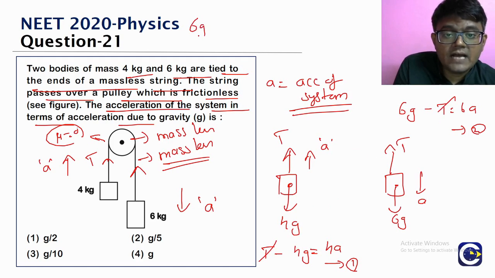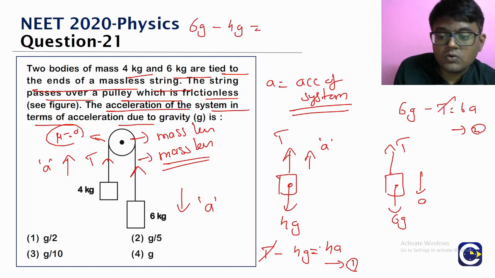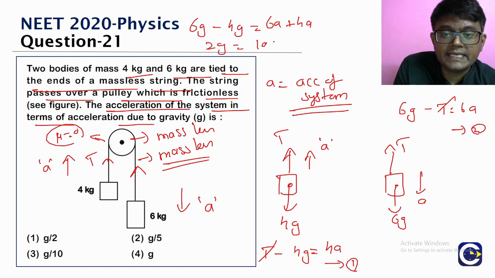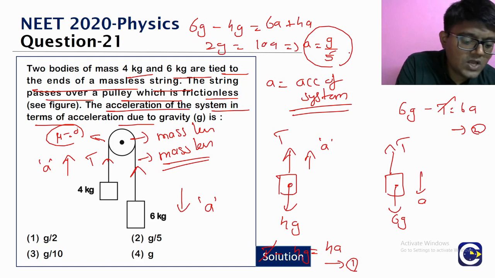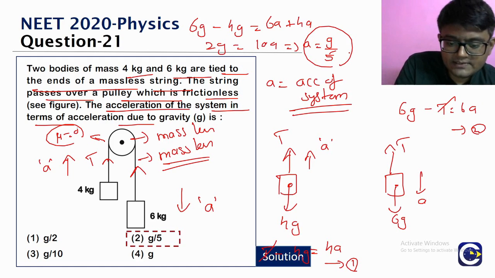So on the LHS what we have? 6g minus 4g is equal to, on the RHS what you have? 6a plus 4a. So totally, what is on the LHS? 2g is equal to 10a. Thereby a is equal to what? 2g by 10, which is g by 5. So what is the answer for this? Option 2 will be the answer.